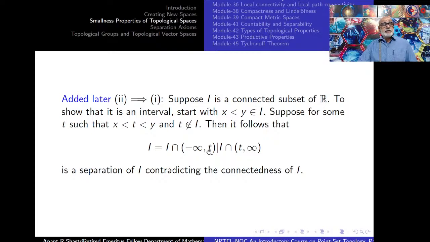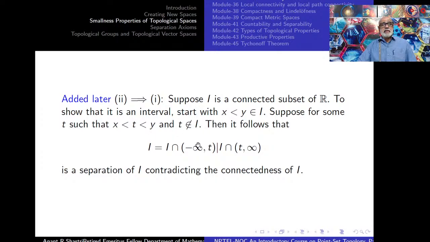But if t is not there, then I can take minus infinity to t and t to infinity, avoiding this point t. So the entire thing is connected. Therefore, this will be a contradiction to the hypothesis that I is connected. There is a separation here, right? The first part contains A, this part contains B, and A has x and B has y, because x is less than t and y is bigger than t. So they are non-empty also, right? So this is a contradiction to the hypothesis that this t is not in I.